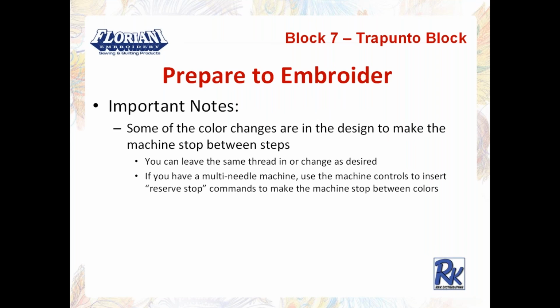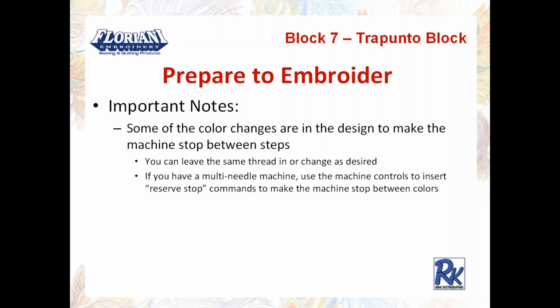So before we get started embroidering, I just want to let you know a couple things. Mainly that the color changes in this design are there primarily to make the machine stop in between all the steps. So that's so that you can take the hoop out of the machine and put your fabric down and put your battings down and all those things. But you don't actually have to change the color, even though your machine is telling you you need to. Again, it's just there to make the machine stop. So you can leave the same color in. If you feel like changing the color, however, it won't matter.